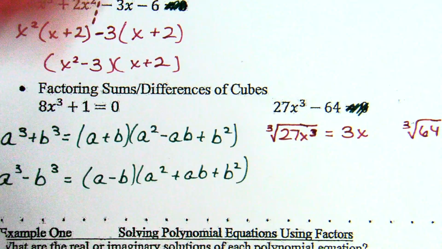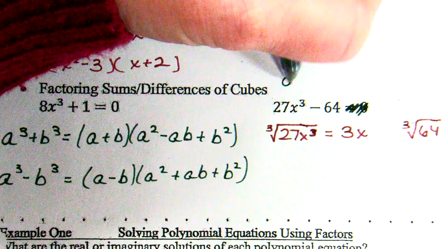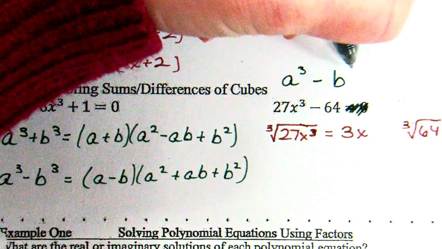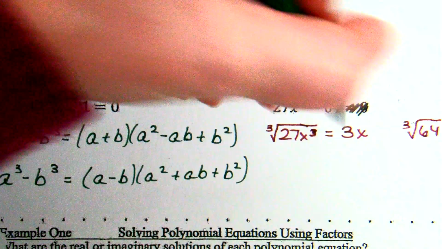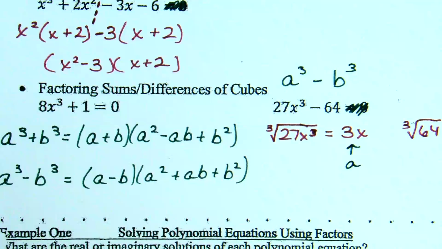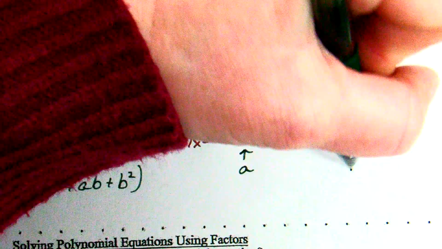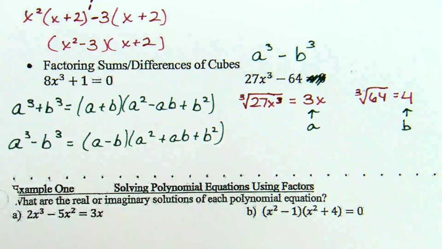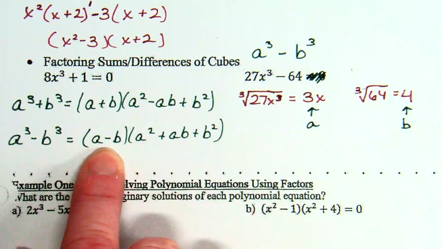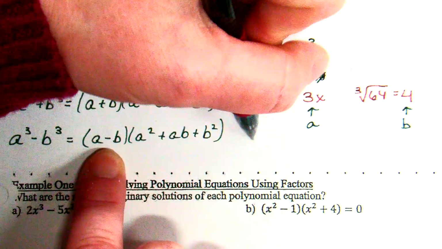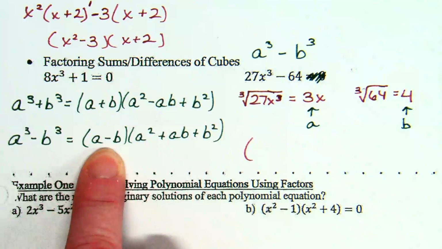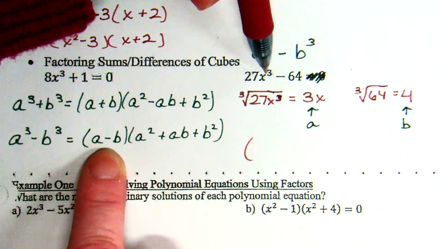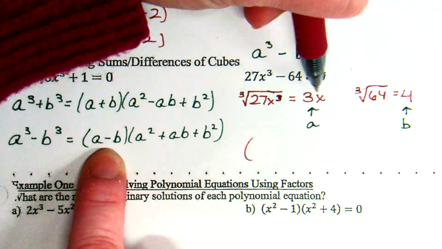So the idea is, if this is of the form A cubed minus B cubed, then 3x is the cube root of that. So it's going to go every place I see an A. Cube root of 64, so that 4, that's going to go every place I see a B. So let's try and set this up. A cubed minus B cubed. So first of all, first parenthesis, A minus B. What is the cube root of my first term? 3x.